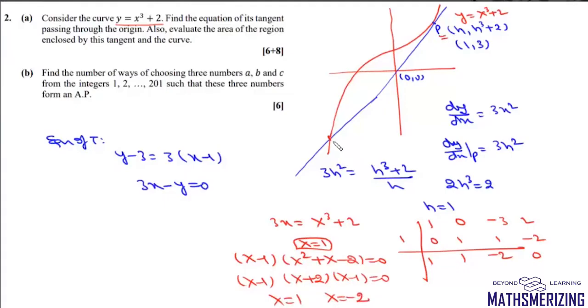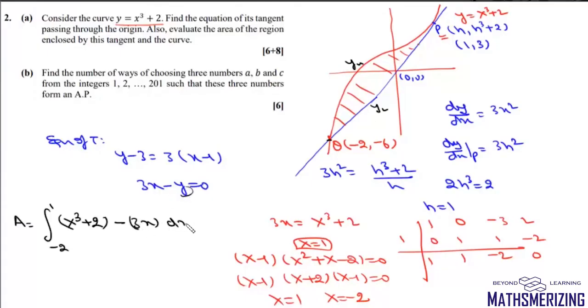Now 1 is this point P. We need to find this other point which is Q. So for this Q, value of x is simply minus 2. Now we'll put x as minus 2. We'll get y as minus 6. We need to find this area. Now we know that area between two curves is given by this limit from minus 2 to 1, and then y of upper curve minus y of lower curve. Now y of this upper curve will be x cube plus 2 and then minus y of lower curve. y of lower curve is simply 3x into dx.